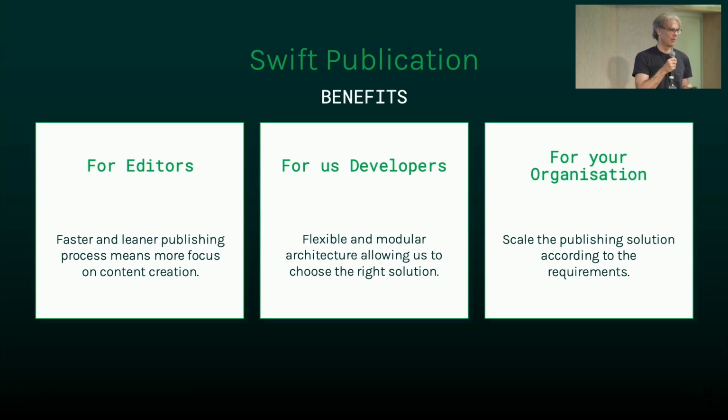So to recap, what do you get from Swift publication? What are the benefits you get from Swift publication? For editors, obviously, you can keep editing without interruption. You don't need to wait for publications you finish. You can just keep on going, fire off your publication and keep on editing. For developers, we've seen the various implementation options. You can pick and choose what you need, what you have, what you want. For your organization, well, you can scale your Magnolia deployment to the actual business needs that you have.